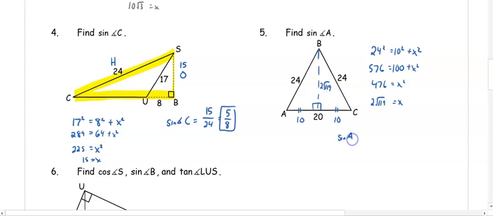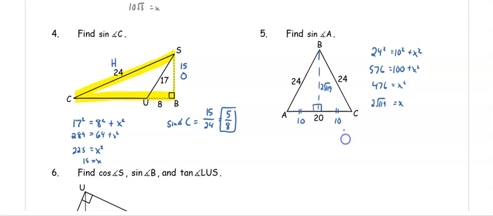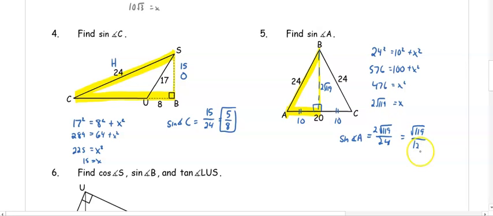If we want the sine of angle A, we are going to focus that on the right triangle. So we have the sine of angle A. And when we use our right triangle, the opposite side is going to be that height that we found, and the hypotenuse is going to be 24. So we have 2 root 119 over 24. 2 and 24 reduce, so we get root 119 over 12.